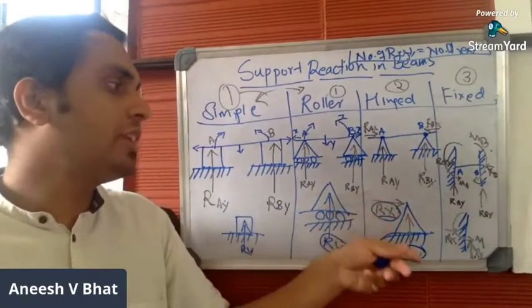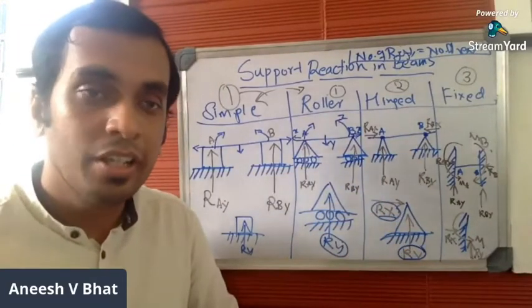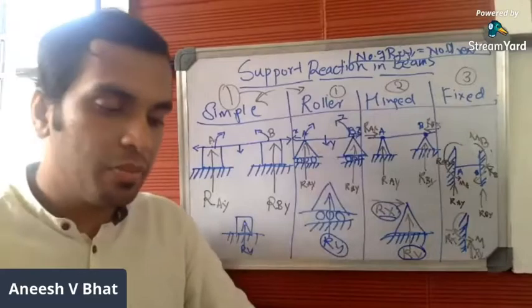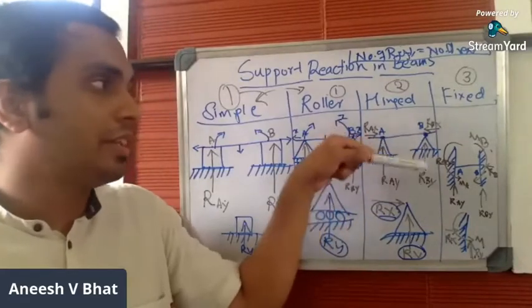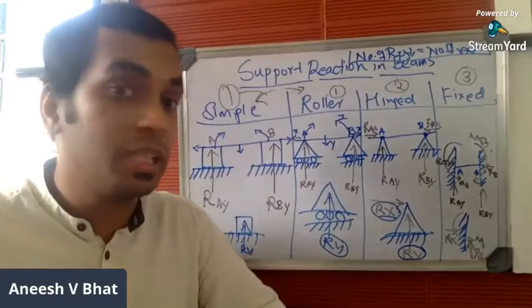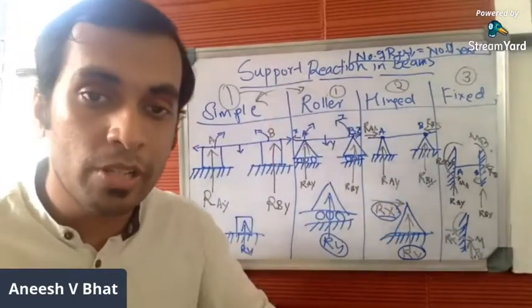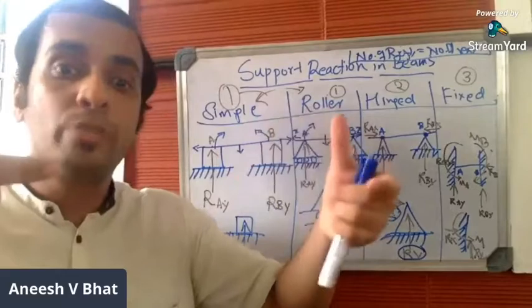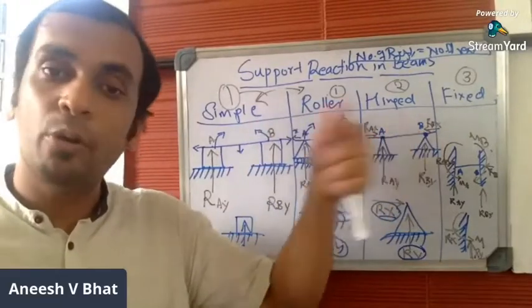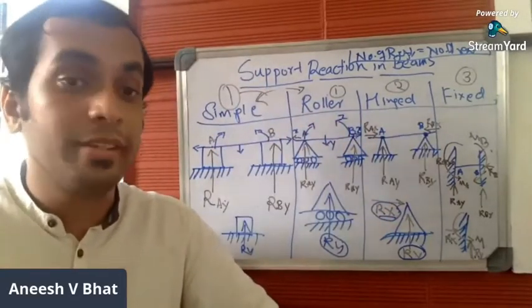That's why you have two reactions, one in the X direction, the other in the Y direction. So the beam can be rotated with the help of the hinge. Beam can be rotated, but it cannot be moved horizontally or vertically. It cannot be moved horizontally or vertically, but it can be rotated because it is hinged. About the hinge, you can rotate the beam.